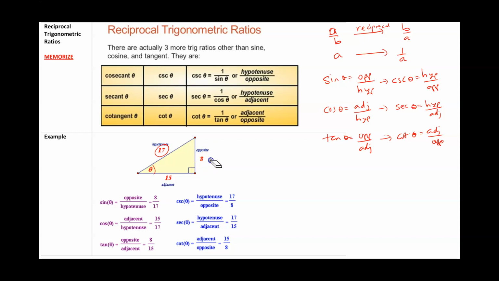The secant is the reciprocal of cosine. We know that cosine is adjacent over hypotenuse, so the secant is hypotenuse over adjacent, which is 17 over 15. Now tangent is opposite over adjacent, so tangent is 8 over 15. The reciprocal of that is adjacent over opposite, or 15 over 8.